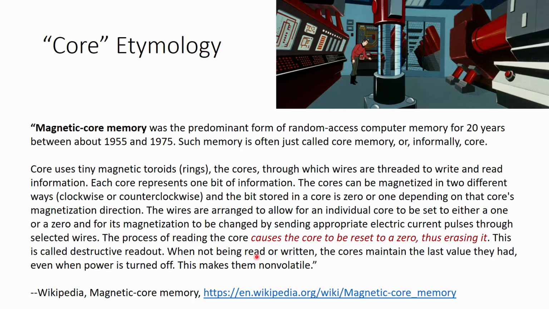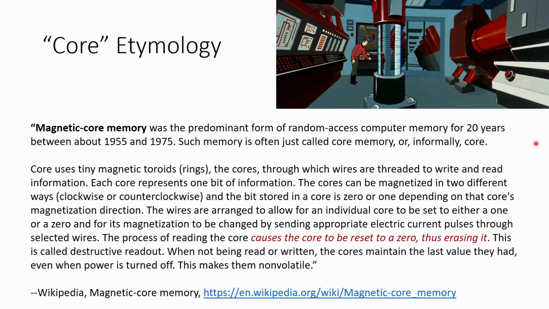Well, I want to go through a couple of paragraphs here from Wikipedia that are very well written about this. So the magnetic core memory was the predominant form of RAM for 20 years between 55 and 75. So we've had memory for that long. We've had computer memory, random access memory, since the 50s. And this memory is often just called core memory or informally just core. And core memory uses these tiny magnetic toroids, which are essentially tiny, tiny magnetic rings, and these cores, through which wires are threaded to write and read information.